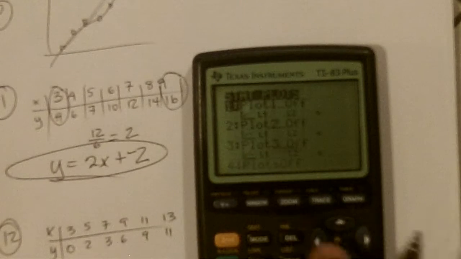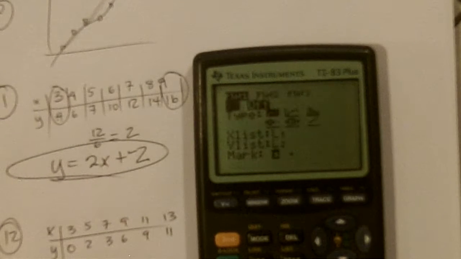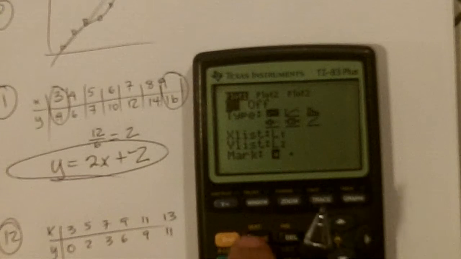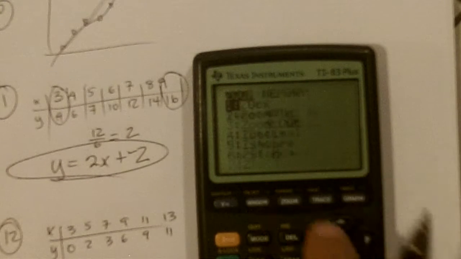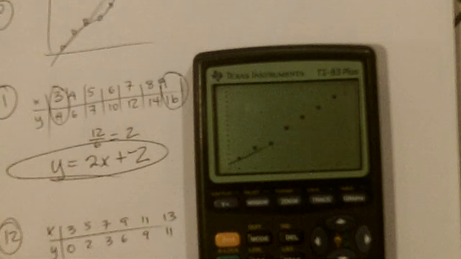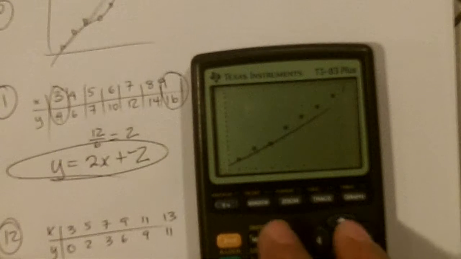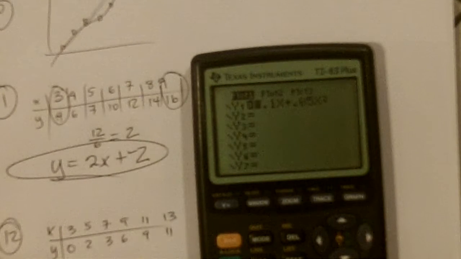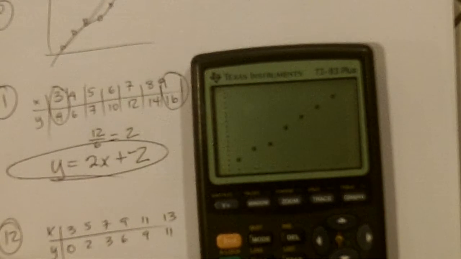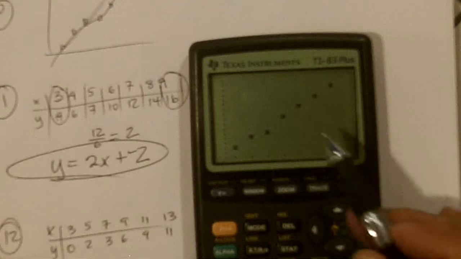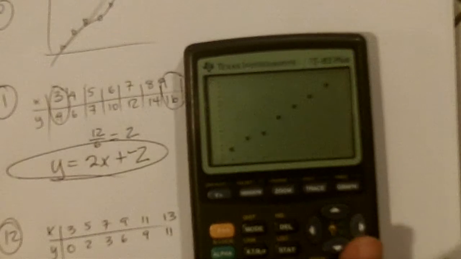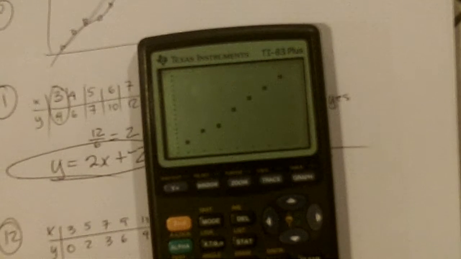And second stat plot, I'll turn on that one with list 1 and list 2. We're going to go zoom 9 to fit it. Looks pretty straight. I got an equation there. Let's get rid of that. Clear. So looks pretty straight. So let's find the equation. One point seems out of line with all the other ones. Otherwise, it's pretty straight.